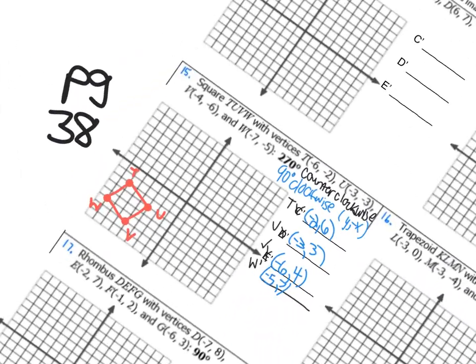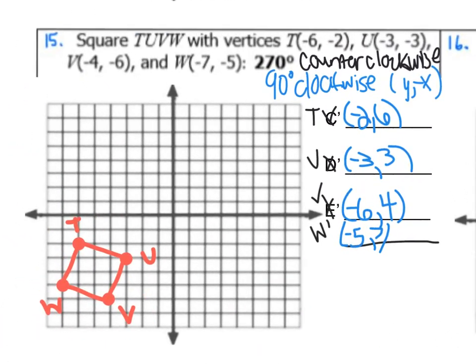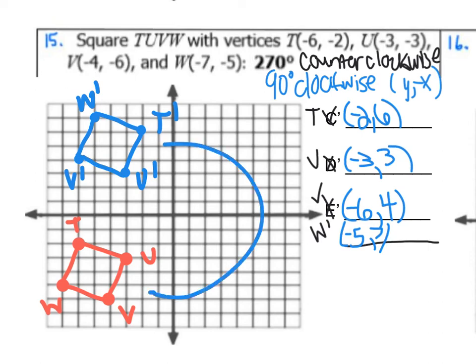Now that I have my points, I can put my paper back to normal and just graph these points. So T -2, 6. -3, 3, -6, 4, and then -5, 7. So this is T prime, U prime, V prime, and W prime. Connect. And there's my rotation 270 degrees counterclockwise.